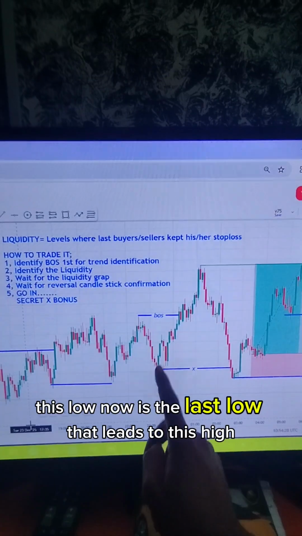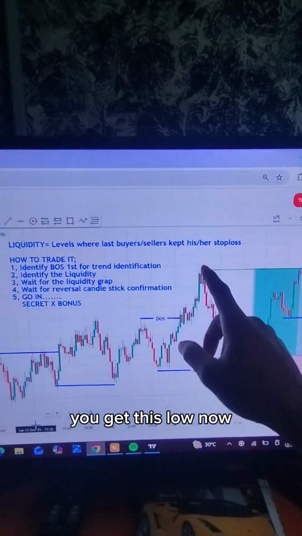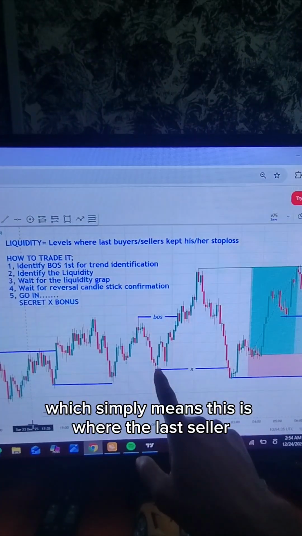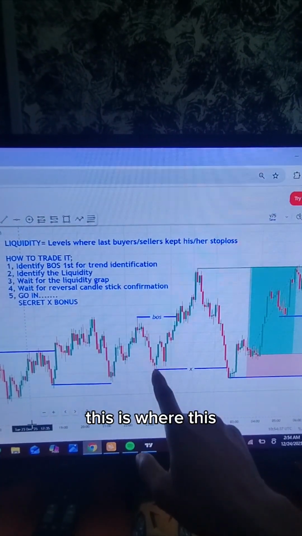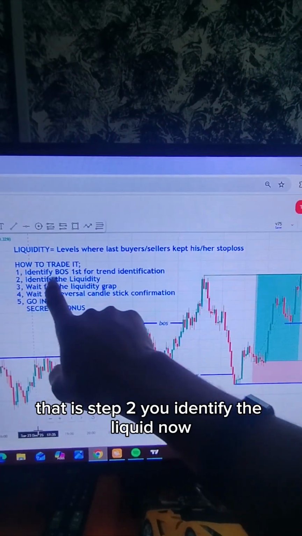This low now is where the last liquidity is. This low now is the last low that leads to this high, which breaks this structure. It gets this low now, which simply means this is where the last seller is, where this liquidity is. You now identify the liquidity. That is step 2: you identify the liquidity.